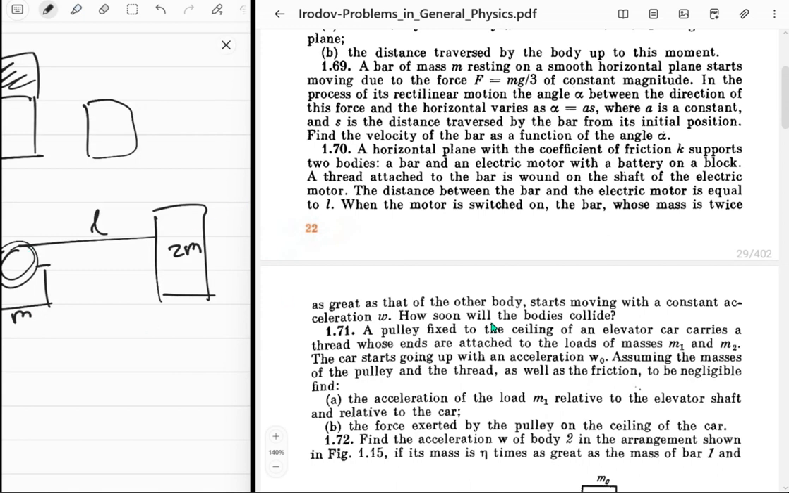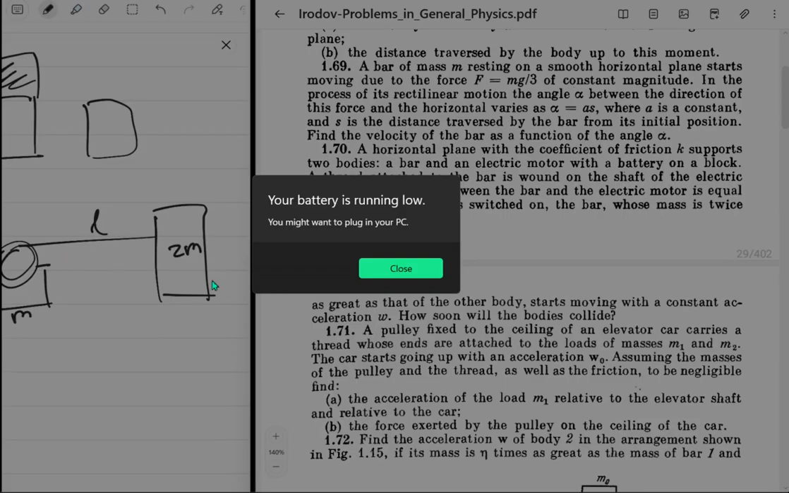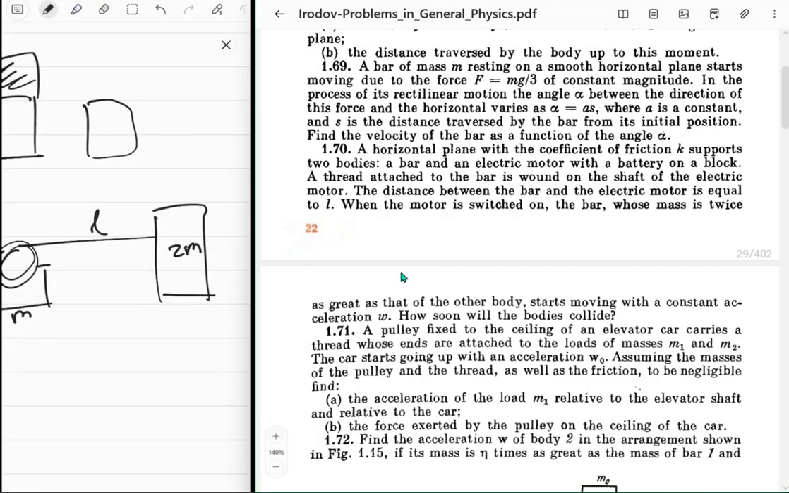All of this is on a smooth floor. How soon will both the bodies collide? This is very much doable. The acceleration is constant, it's just w. If this is moving with w, its force is 2mw. The same force acts on the other body, so its acceleration is 2w. So the relative acceleration will be 3w.